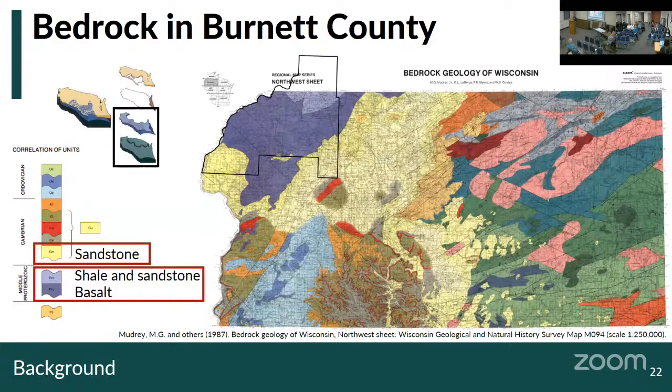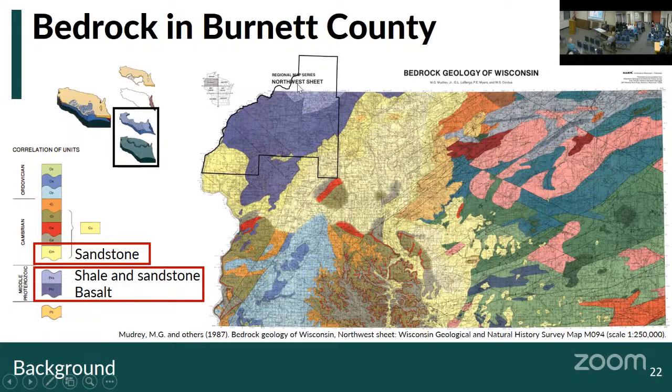So what type of bedrock do we have in Burnett County? I'm going to talk about this a bit just because we're going to see the depth to bedrock map in a second. And I kind of covered this already. So again, it's the bottom two layers that I talked about earlier. So we have that basalt in the dark purple. That's a volcanic rock. Sometimes people call it trap rock. You may have heard that term before.